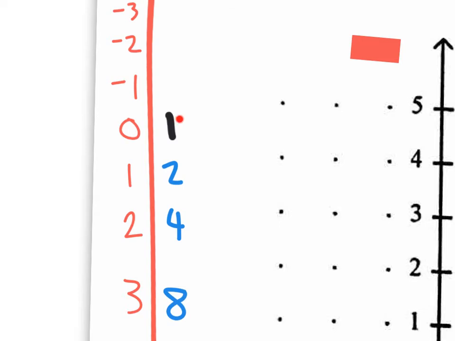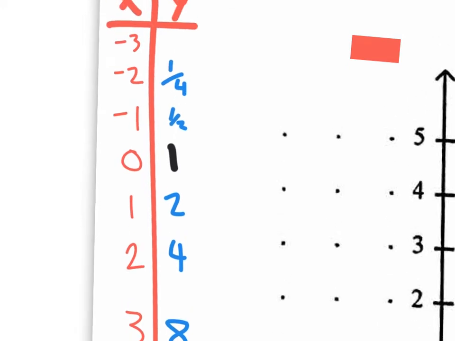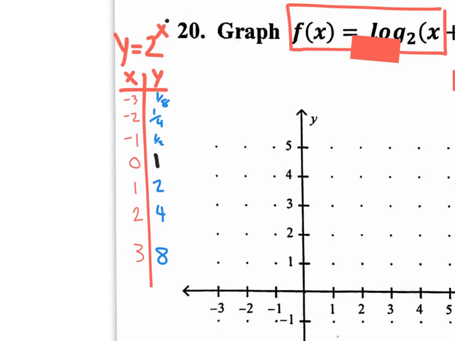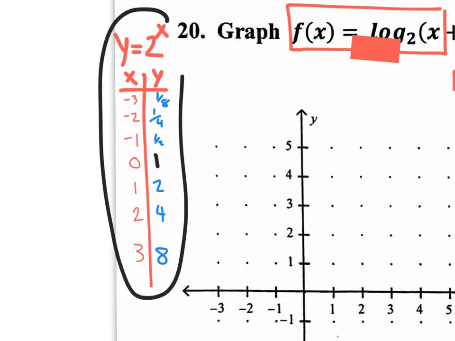Going in the opposite direction, if it's growing by 2 this way, then it's getting cut in half this way. In other words, multiplied by half. So 1 times half is 1/2. 1/2 times half is 1/4. And 1/4 times half is 1/8. So ladies and gentlemen, we have the coordinates to the exponential growth function. But we know that we don't have an exponential growth function. We have a logarithmic function.